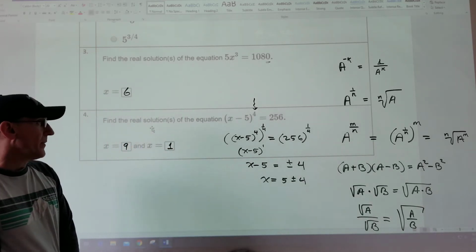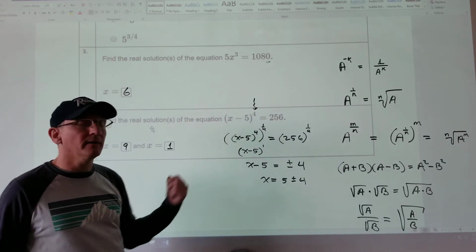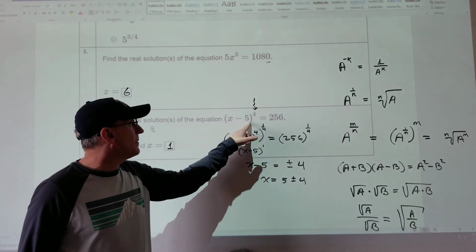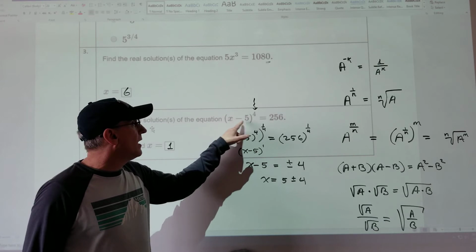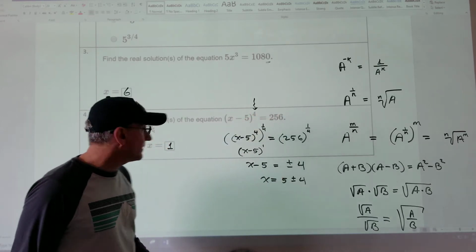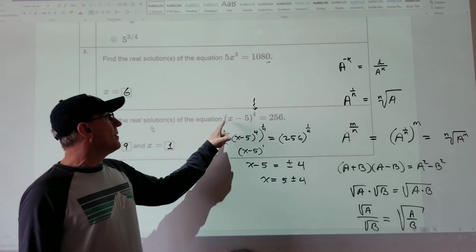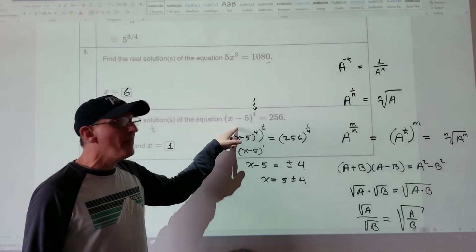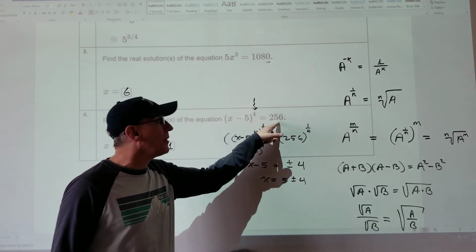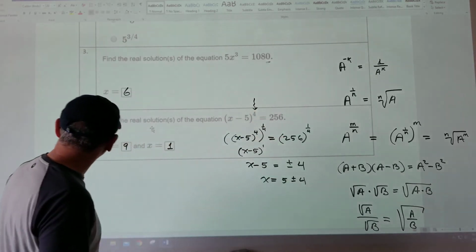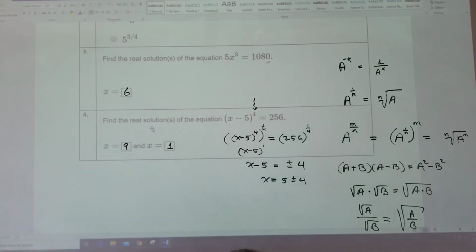You can confirm that they're answers by plugging them back in here. If you plug in the 9, 9 minus 5 is 4, and 4 to the 4th power is 256. If you plug in the 1, 1 minus 5 is -4, and that to the fourth power makes positive 256. Okay? Scrolling.